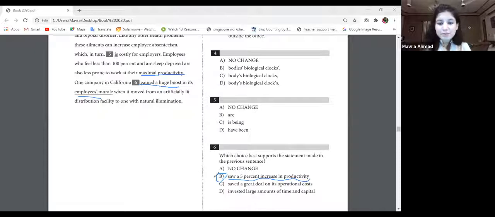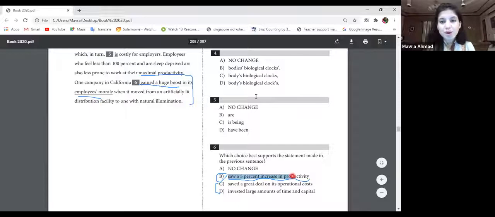So other two sentences, they are not relevant in the context of what is being discussed in the last 4 lines. Saved a great deal on its operational cost. This is not under discussion towards the ending of this passage. And then D, invested large amounts of time and capital. Once again, हम इसके बारे में बात नहीं कर रहे हैं. We are talking about employees' productivity, which is why B is going to be the right answer and it's going to make sense for us, right?